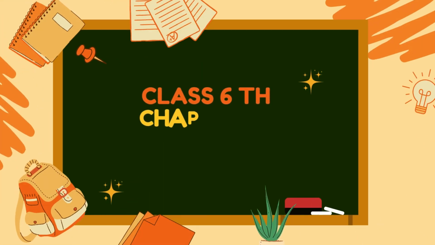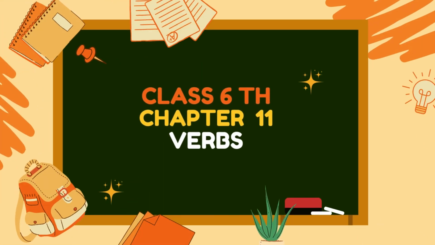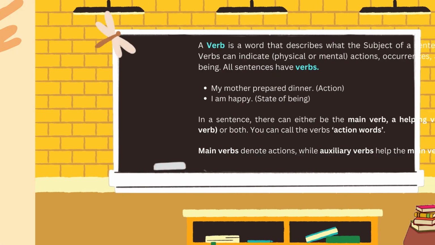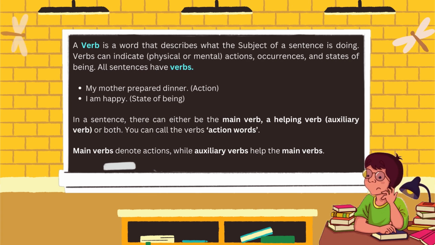Class 6. Chapter 11. Verbs. A verb is a word that describes what the subject of a sentence is doing. Verbs can indicate physical or mental actions, occurrences, and states of being. All sentences have verbs. My mother prepared dinner. Action. I am happy. State of being.